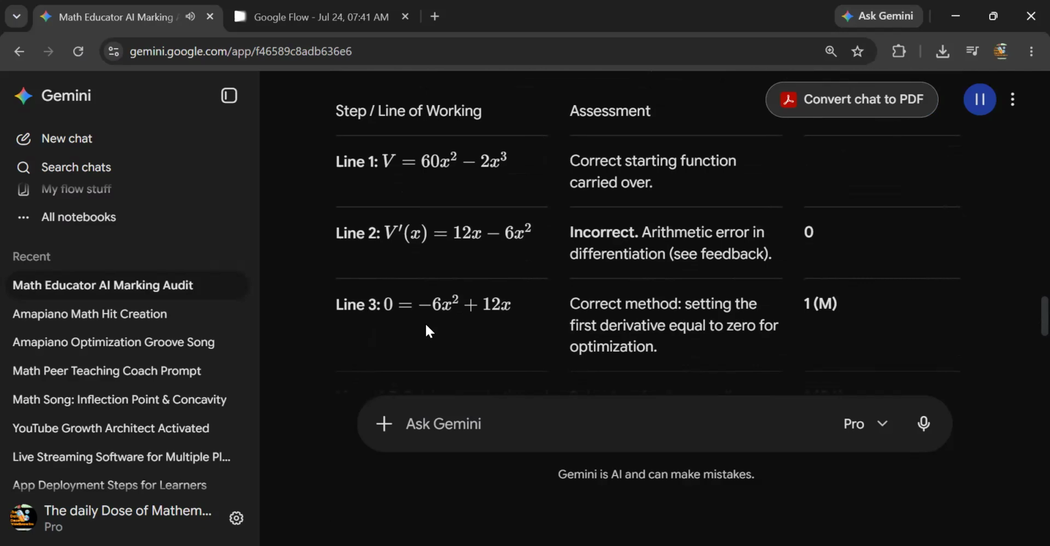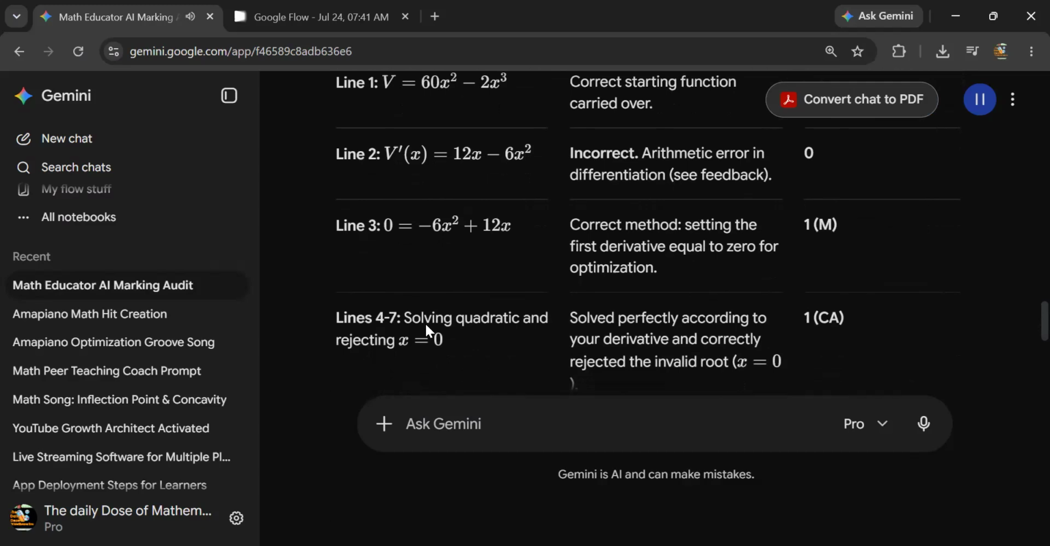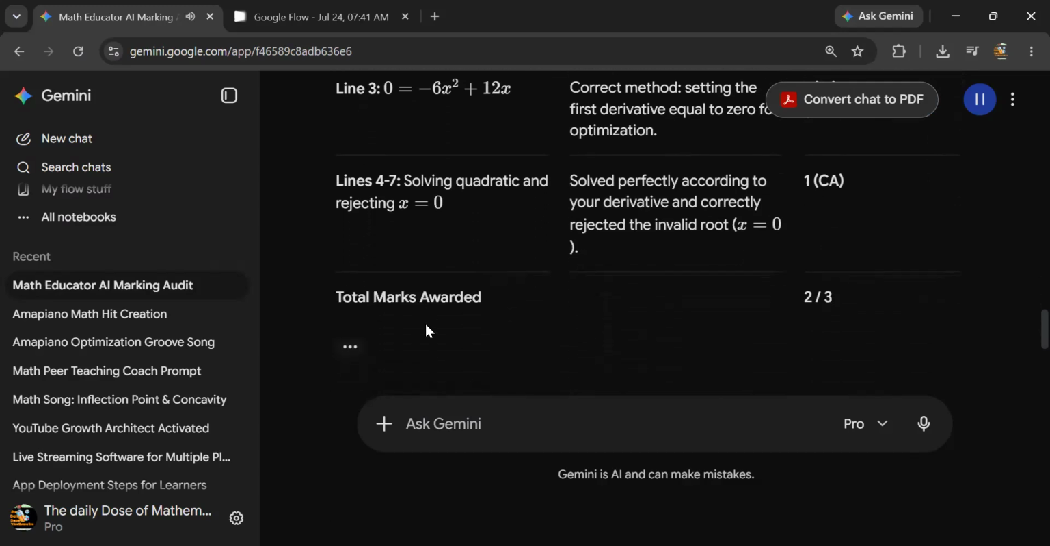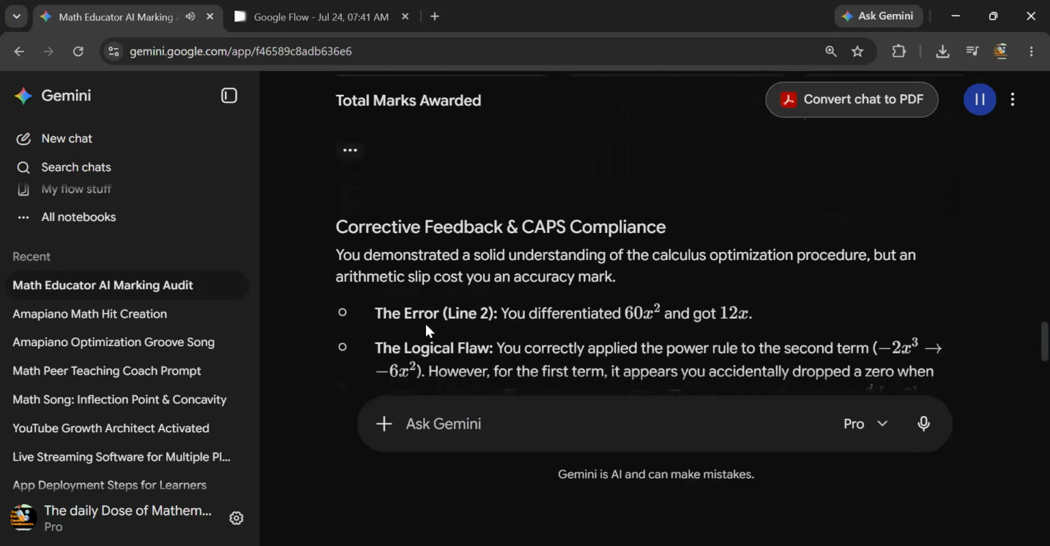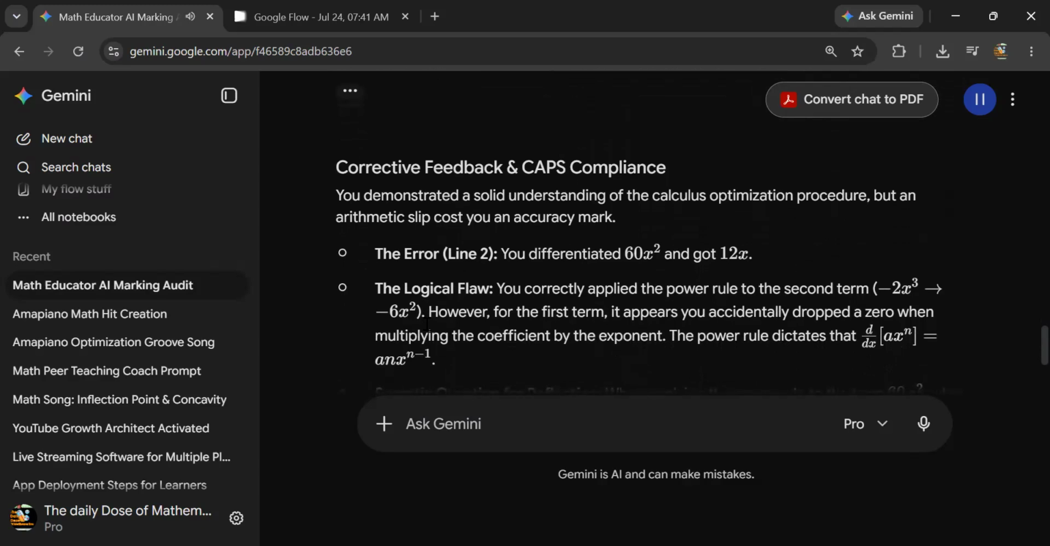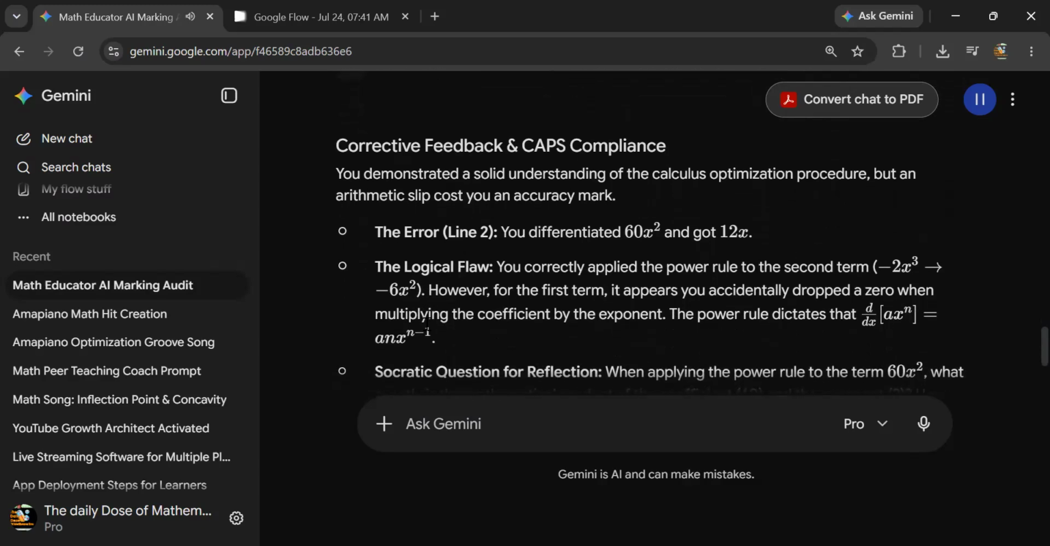Lines 4 to 7, solving the quadratic and rejecting x equals 0. Solved perfectly according to your derivative and correctly rejected the invalid root, x equals 0. Total marks awarded, 2 out of 3. Corrective feedback and CAPS compliance. You demonstrated a solid understanding of the calculus optimization procedure, but an arithmetic slip cost you an accuracy mark. The error, line 2, you differentiated 60x squared and got 12x.